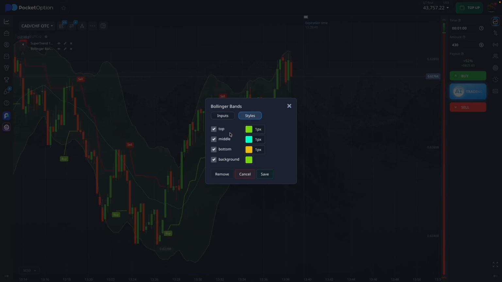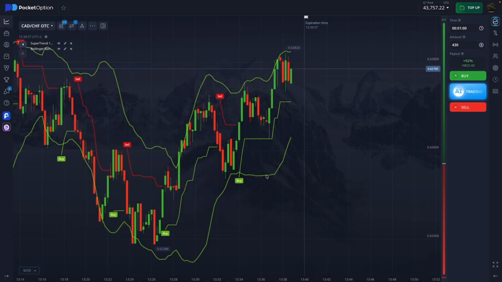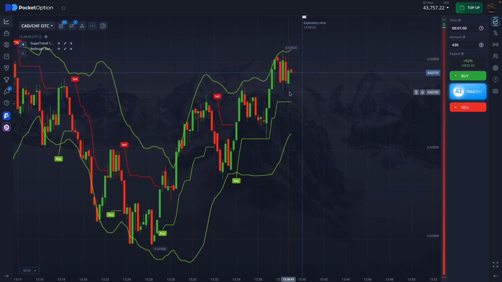Then I move to the styles, and here I turn off the background. I also turn off the middle line, and I want to make the upper line a bit thicker. And I also want to make the bottom line a bit thicker and paint it green as well. After that, I click the Save button, and the Bollinger Bands indicator starts to look like this for me.